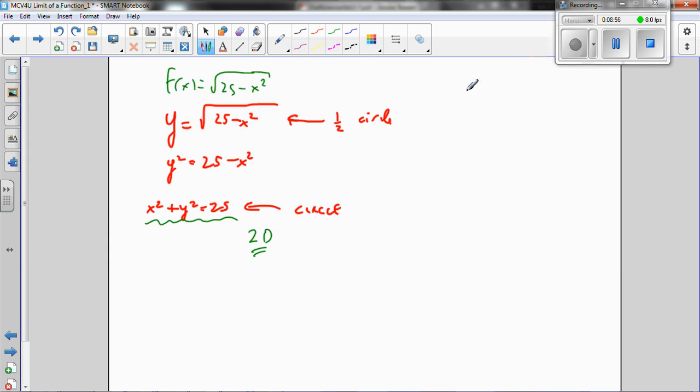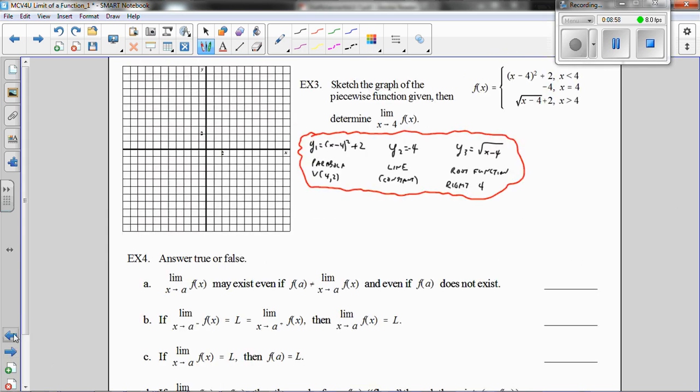Next. Oh yeah, that was that thing about the circle. Okay, sketch the graph of a piecewise function, then determine this limit. Piecewise functions you took in Advanced Functions last semester or last year. I've got 3 pieces, and I've broken them up so we can think about how we're going to graph them. The first piece is a parabola with the vertex at 4, 2. And there's no stretch factor, so it's a normal parabola.